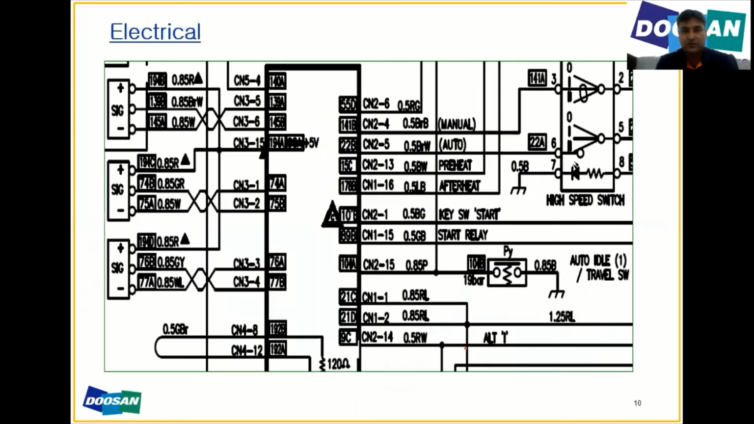Now let's go to the electrical side of the auto idle system that we discussed here. This is the electrical schematic of the auto idle of the excavator. This is the PY switch, which we also know as PT. PY and PT are the same. PX and PA are the same. So PY and PT are the same.